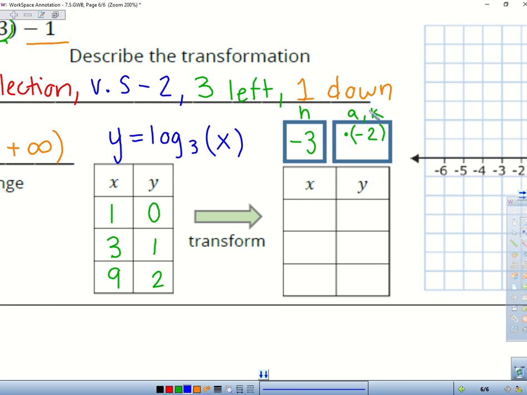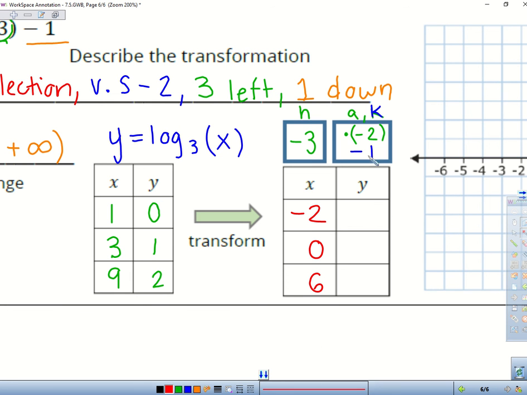And then once we've done that, we're going to apply the vertical shift. We're going to subtract 1 from them. So you always do a, then k. A, then k. A comes before k in the alphabet, so you'll never forget. Okay? So let's do that. You're going to take these and subtract 3 from them. That's going to be negative 2, 0, and 6. Everybody see how I got those?